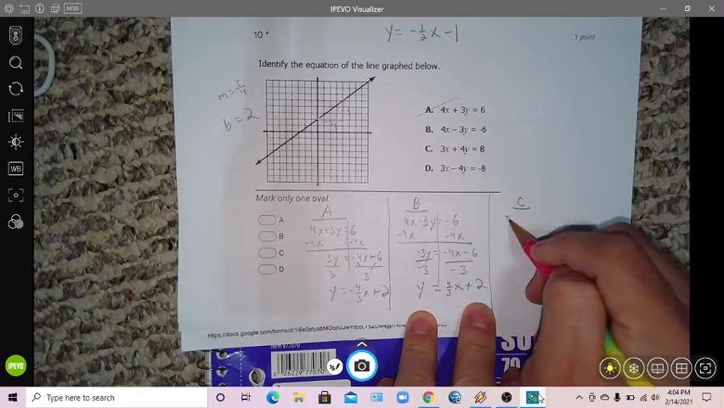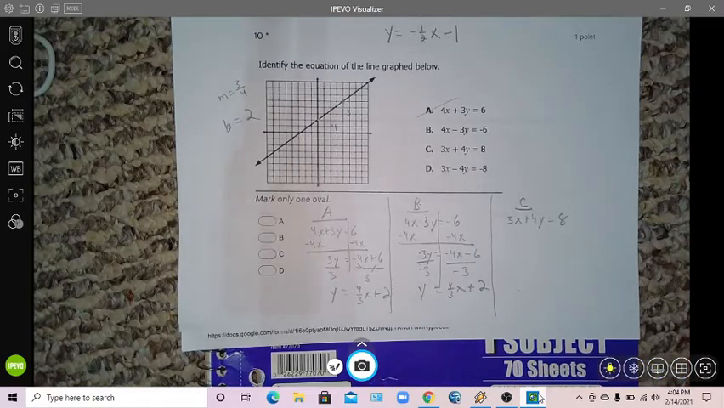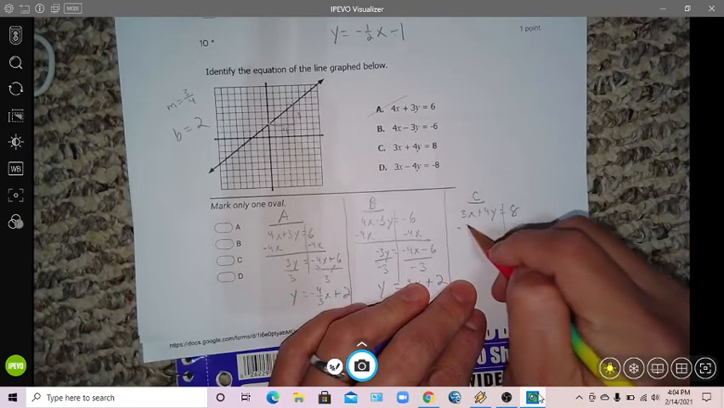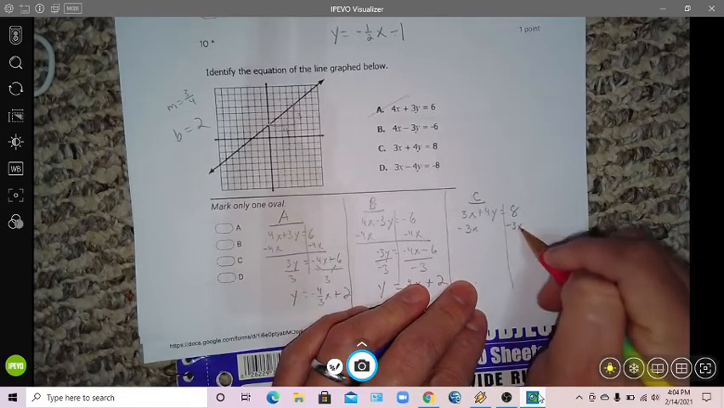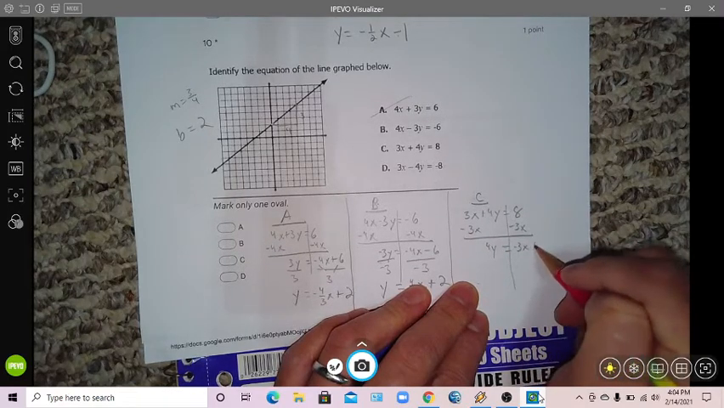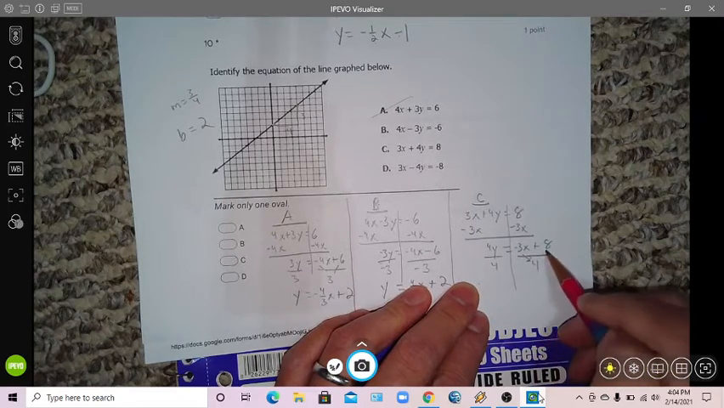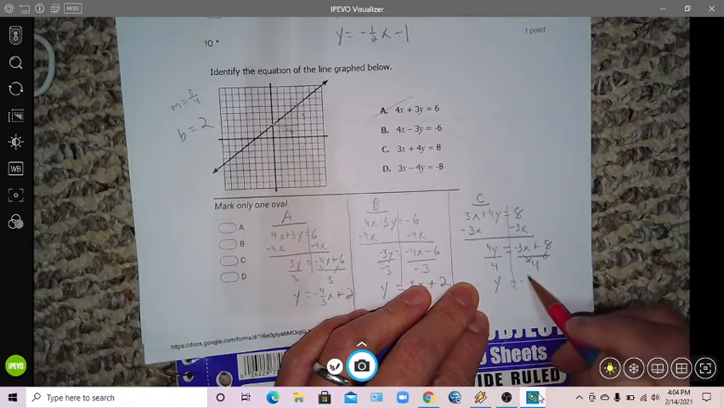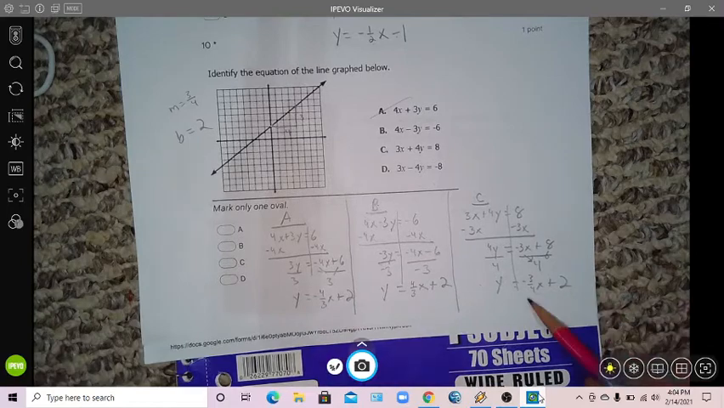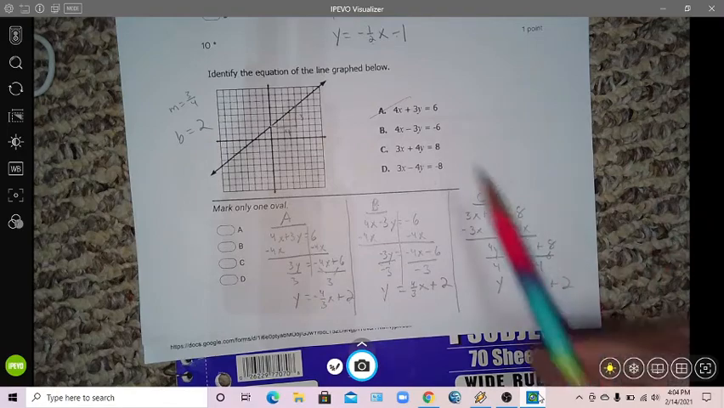Okay, so option C is 3x plus 4y equals 8. Let's solve for y again. There's the equal sign, minus 3x, minus 3x. So I get 4y equals negative 3x plus 8. Divide by 4, divide by 4. So y equals negative 3 over 4 x, 8 divided by 4 is 2. The y-intercept is 2, but look, the slope's negative. Our slope here is positive, so it should be D.